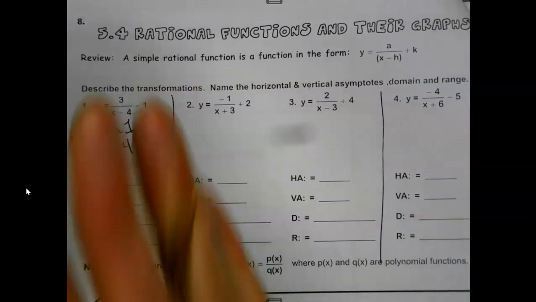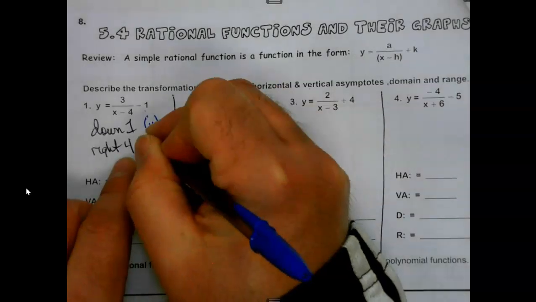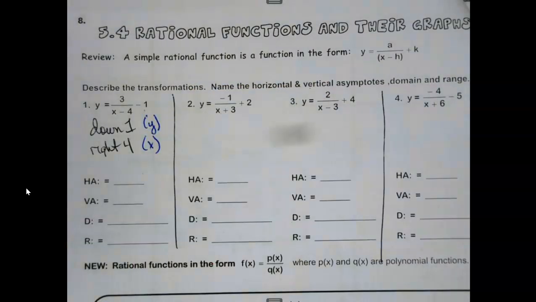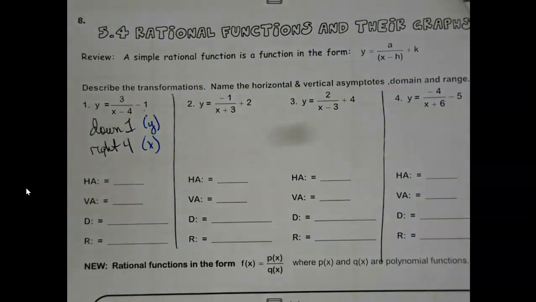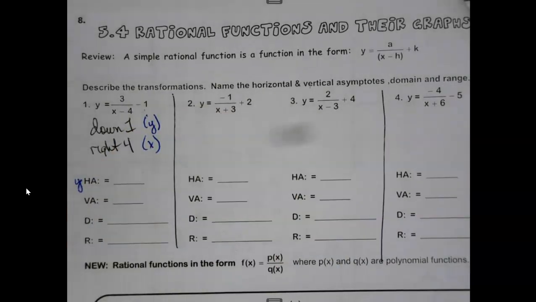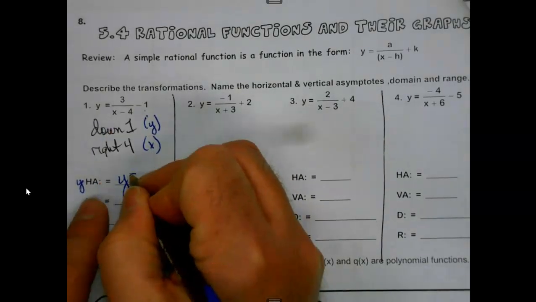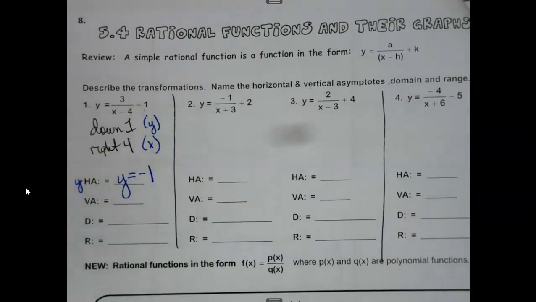So again, since we're in notes, this is more of a thought process. Up or down is going to have to do with y, right or left is going to have to do with x, because that's the way those axes move. So then I can look and go, oh, my horizontal asymptote is going to be a y equals, so that's going to have to do with up or down. So my horizontal asymptote is y equals -1. Got to keep the variable in with it.